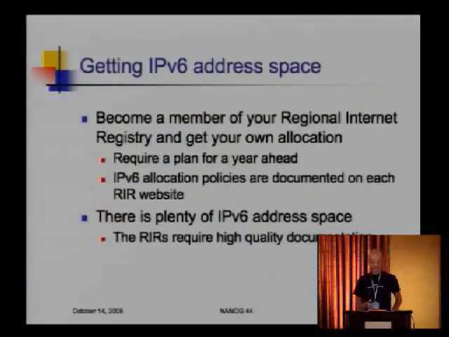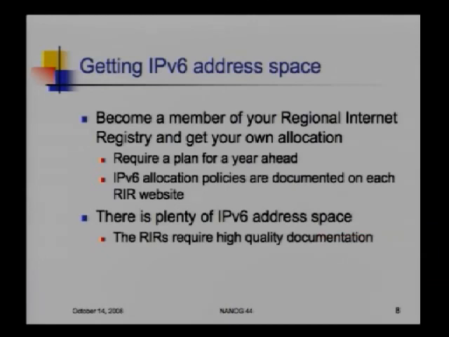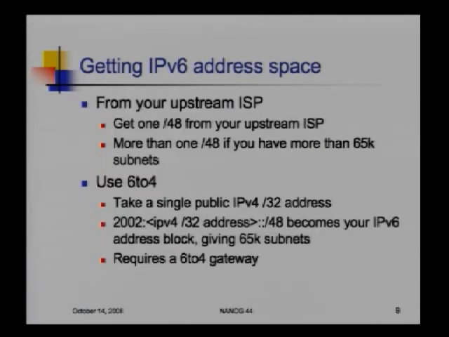So getting the v6 address space, as I say, become a member of your regional internet registry, get your own allocation. Generally, you require a plan for a year ahead or thereabouts, depending on which registry you go to. And actual allocation policies will be documented on each registry's website. So they are subtly different, but the general principles are pretty much the same. There is actually plenty of IPv6 address space. I won't say it's endless because the current policies are probably working through the v6 address space faster than some folks expected, but there certainly is plenty of it, not like the situation we have with v4. If you get from your upstream ISP, you would generally get a single /48 from them, unless you can demonstrate that you're going to need more.